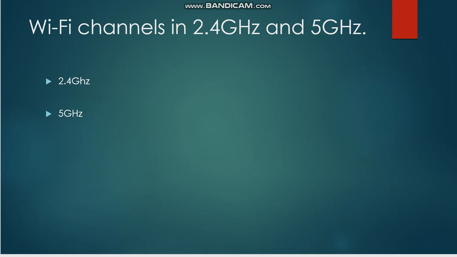If there are fewer clients, a smaller width is fine, but in cases where there are many clients, it is recommended to use at least 40 megahertz channel width. The main disadvantage when comparing the 5 gigahertz to the 2.4 gigahertz band is that the distance is low compared to the 2.4 gigahertz band, which allows more distance.